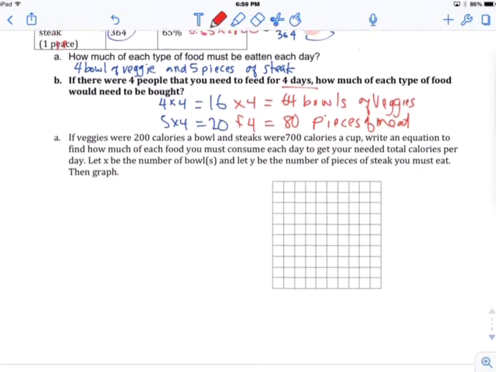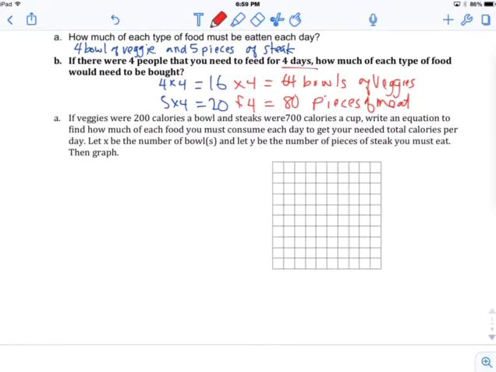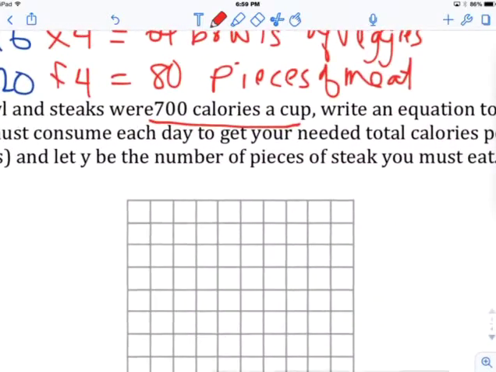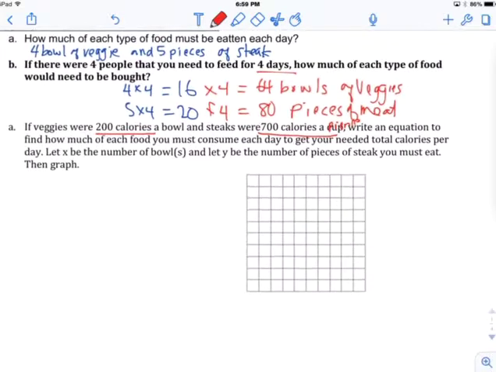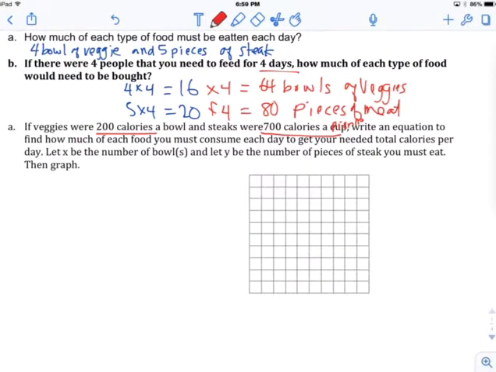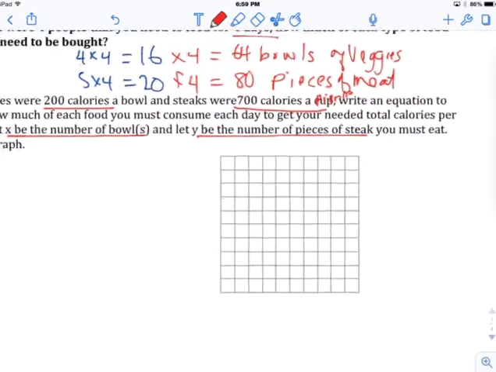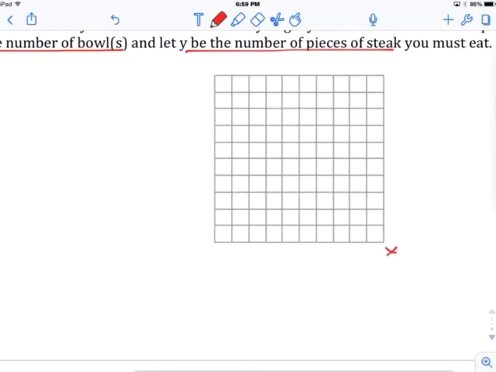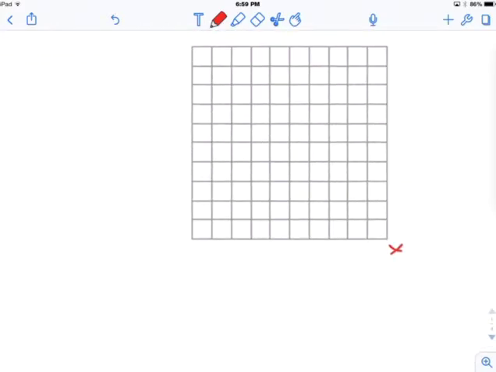Okay? All right. Another scenario. If veggies were 200 calories a bowl and steaks were 700 calories a piece, should have said piece, sorry for the error. Write an equation to find how much of each food you must consume each day to get your needed total calories per day. Okay, let X be the number of bowls, let Y be the pieces of steak.